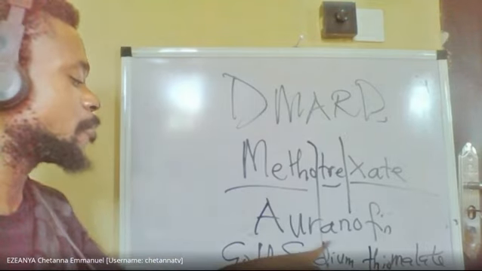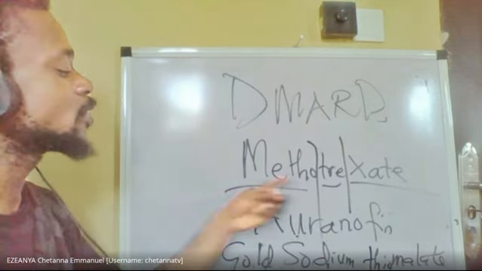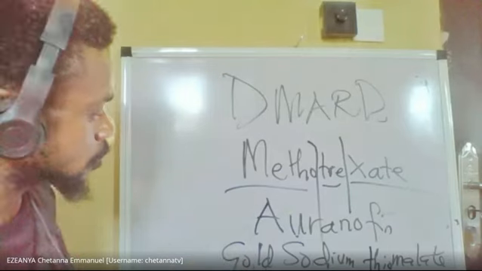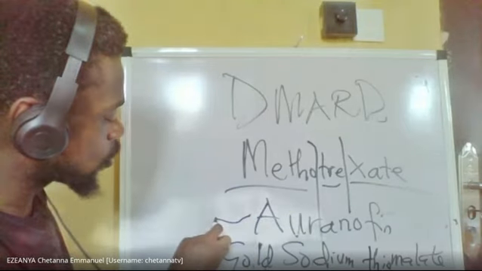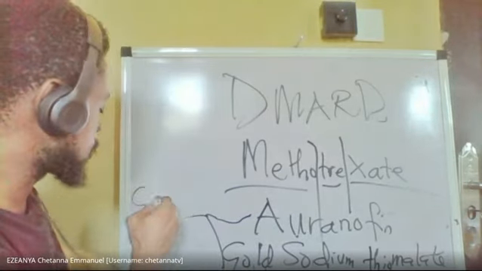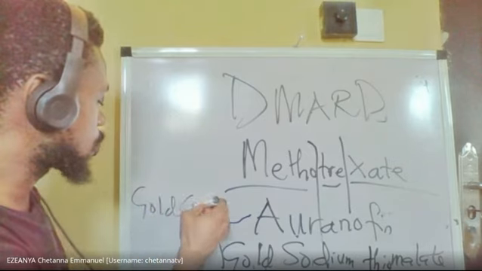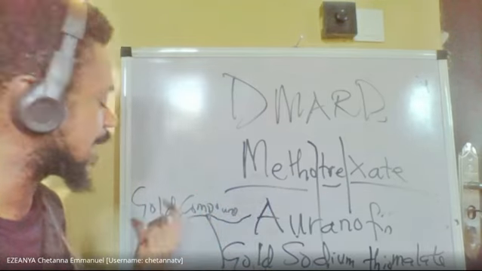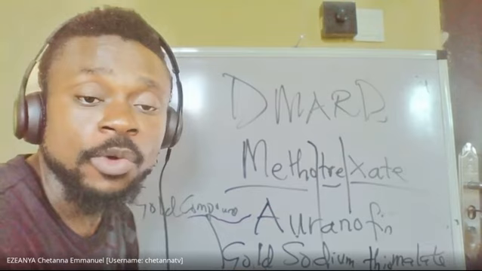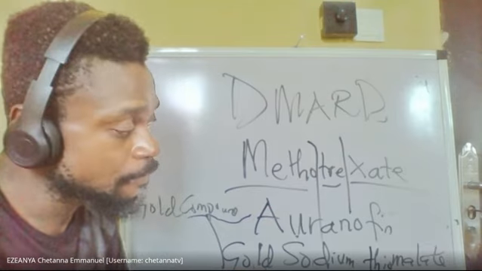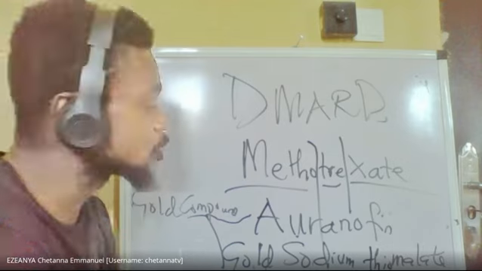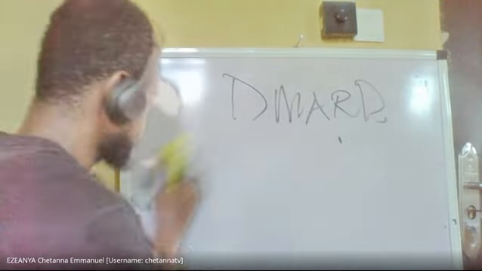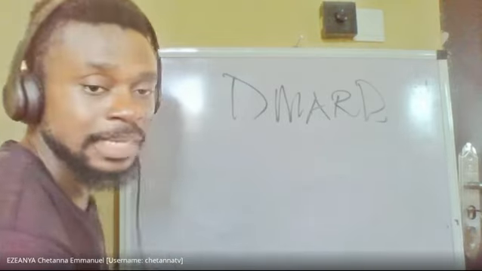Auranofin, methotrexate. These are some of the examples, but these two are under gold compounds. Please, gold compounds. So I've mentioned methotrexate and gold compounds. Then we also have other examples. Penicillamine, or however you want to call it.